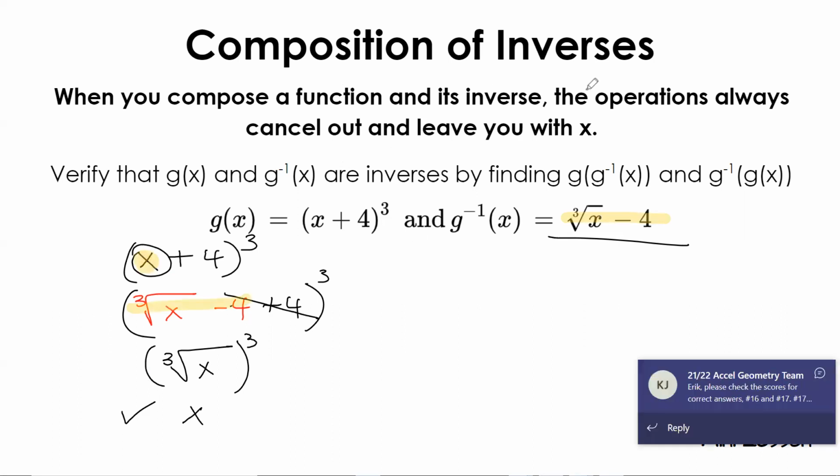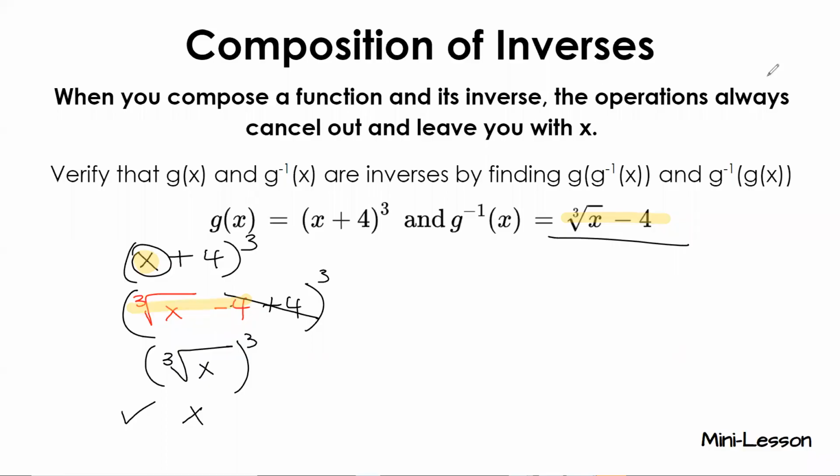Let's see. So now we have to do it the opposite way. So what I mean by that is take the inverse function, write it down. And instead of writing this x, we're going to put this junk. So this is going to give me x plus 4 raised to the third power. And then we're going to have the cubic root minus 4.